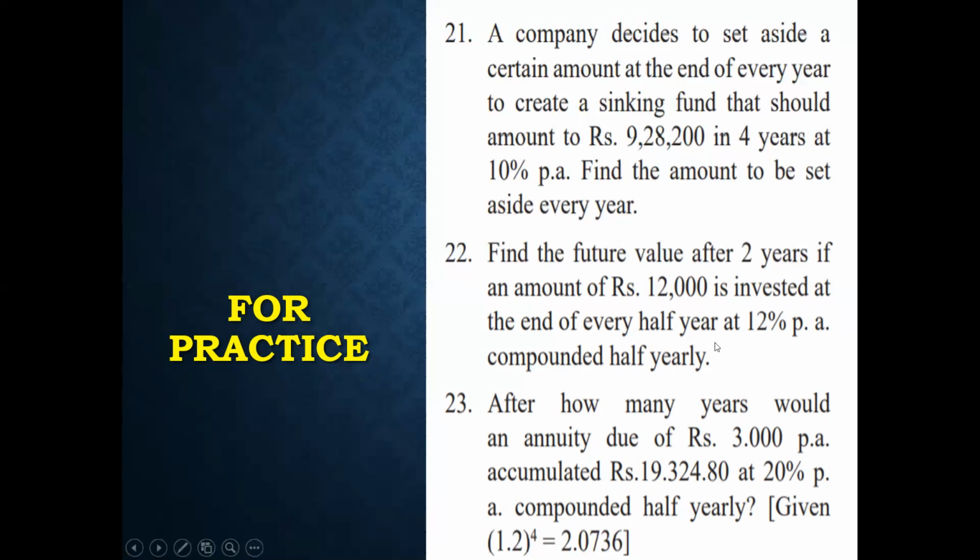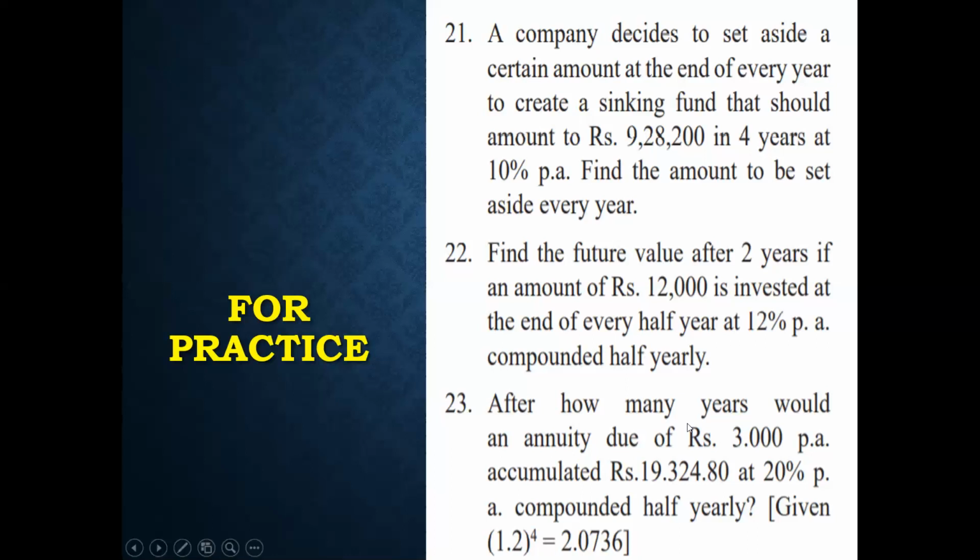So half year means n multiply by 2. That is 2 into 2 will give you 4 years. And R 12% divide by 2, that will give you 6%, that is 0.06. Then you have to find out the future value, that is A. So A is equal to again C upon I. So C is 12,000 over here because the word invested is there with it. Same formula you can use and find out. Just pay attention to the word half yearly.